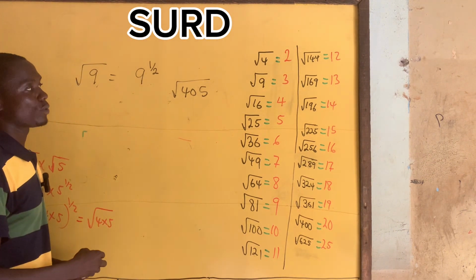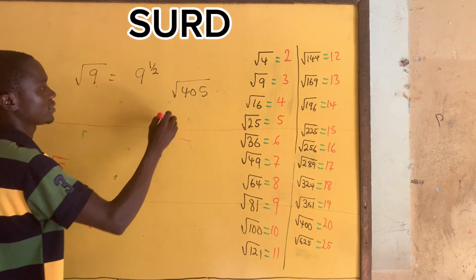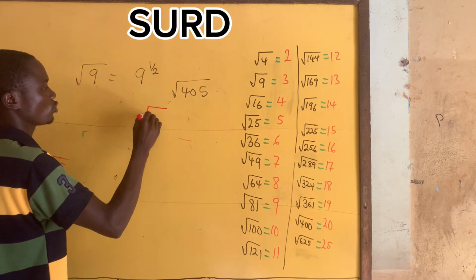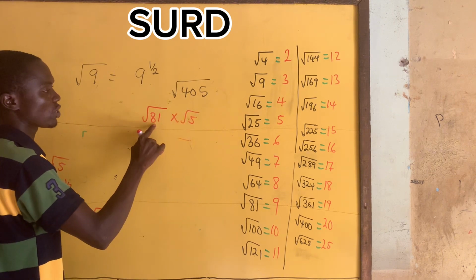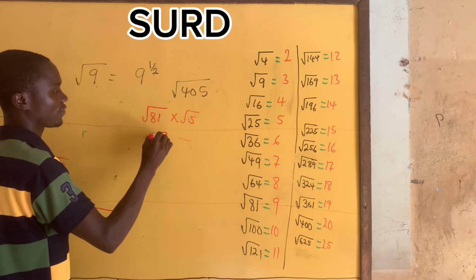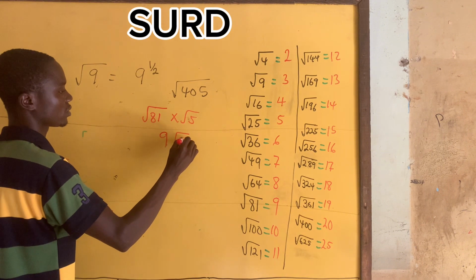I use 81 to multiply 5. So here, this is the same as square root of 81 times square root of 5. But square root of 81 is 9. So I have 9 root 5.